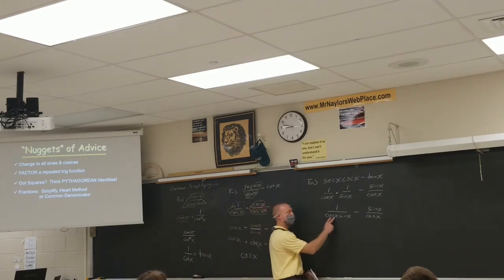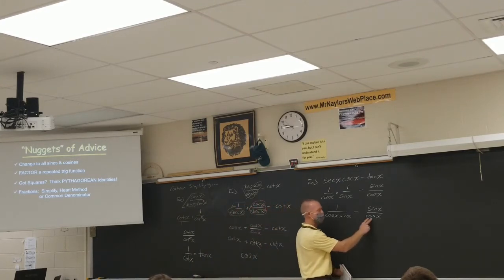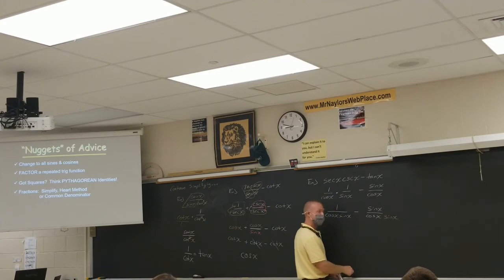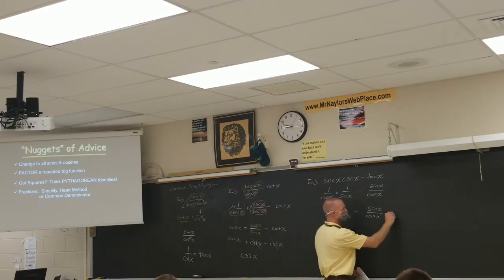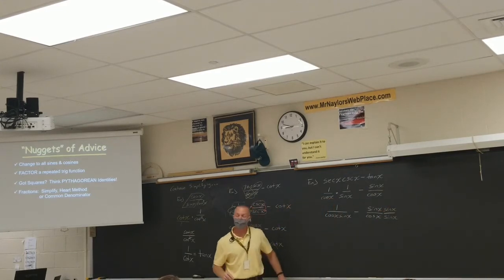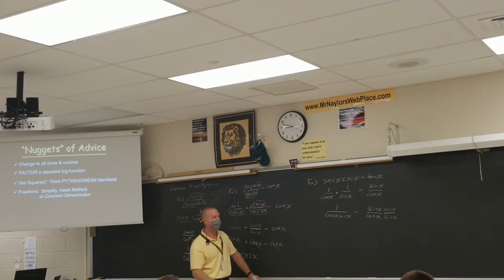Now, this denominator contains a cosine and a sine. This denominator only contains a cosine. That means this denominator needs a sine. Let's give it what it needs. Let's give it a sine. Now, if I'm going to give that denominator a sine, I have to also give the numerator a sine, because you have to multiply the top and bottom by the same thing. Whenever making a common denominator, you always have to multiply the top and bottom by the same thing.